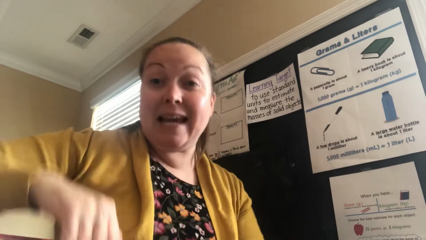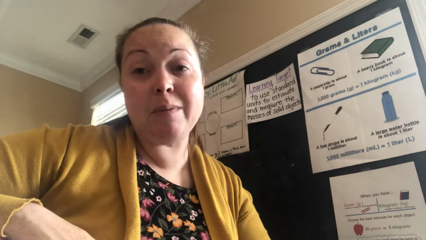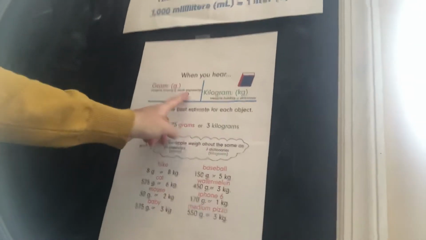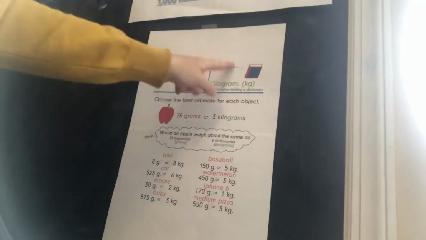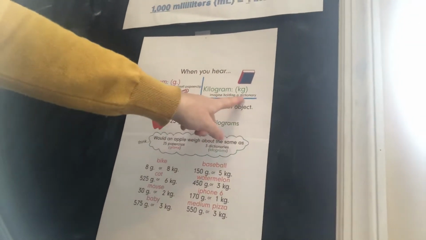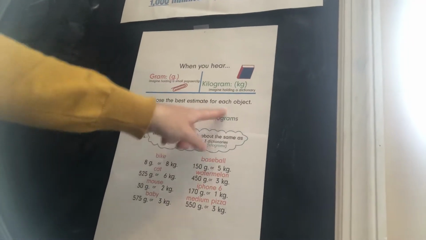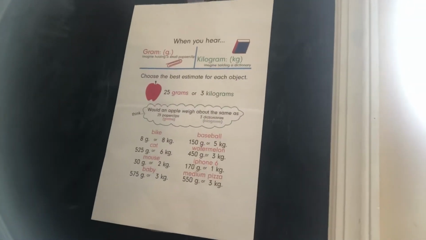Now, with today's lesson, you are going to be estimating the masses of different items and deciding which estimate makes more sense. So we have a small anchor chart that I wanted you to take a look at. I hope you can see this from where you are. Now, it says when you hear gram, imagine holding a small paper clip. When you hear kilogram, imagine holding a dictionary. Okay? It says choose the best estimate for each object. So in today's lesson, you're choosing estimates.